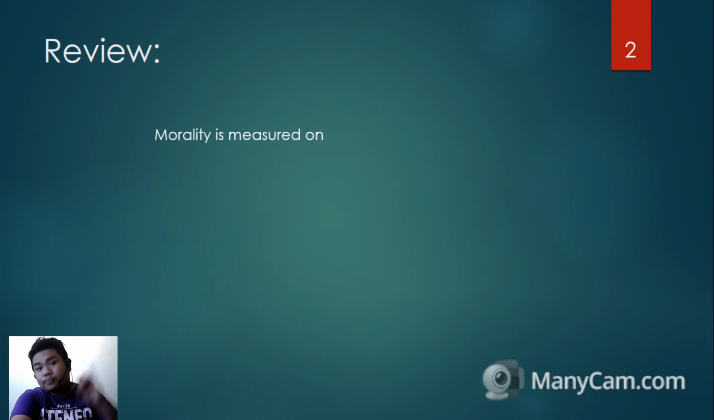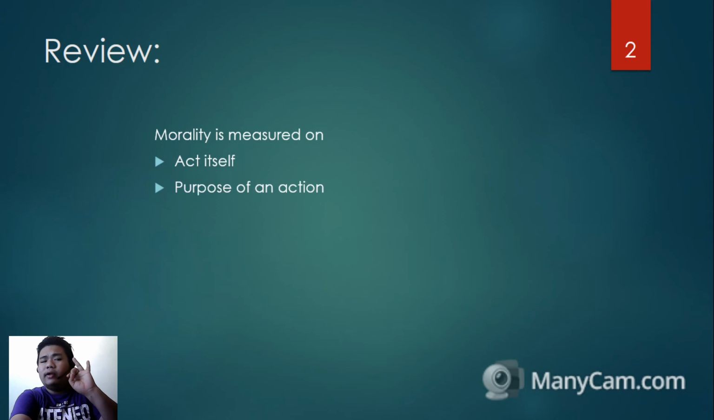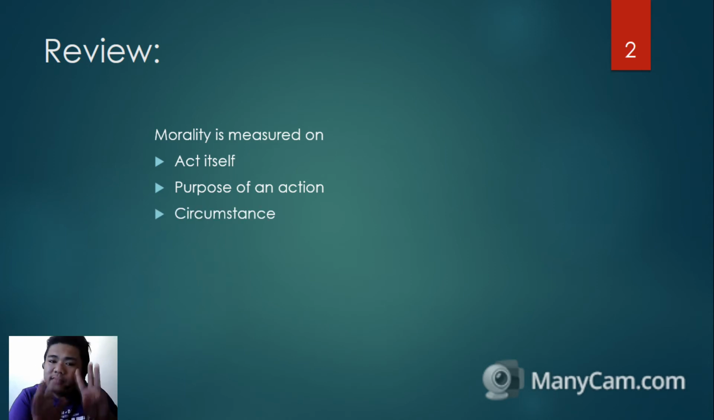So, before we move on to our lesson proper today, let's try to have a recap on our previous topic. Recently, we've learned that the morality of a human action can be measured in three things. First, may measure natin siya by the act itself. Second, we learned also that the act can be measured on its purpose. And the third, the morality of an act can be measured on the circumstance. However, during the Enlightenment period, this status quo was challenged.